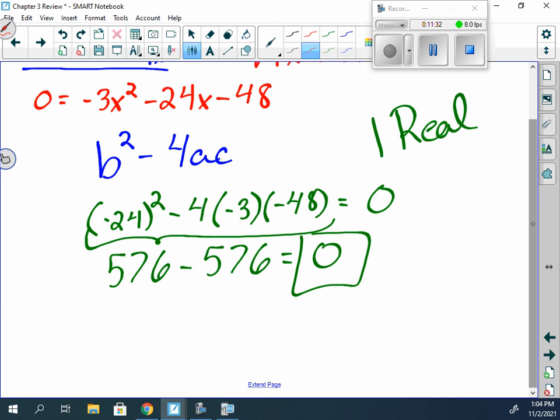I'm not going to make you solve these because you're already solving a good portion of the first part of the test anyways. Doesn't add anything. Any other questions on the other two for discriminant? We're good with this?